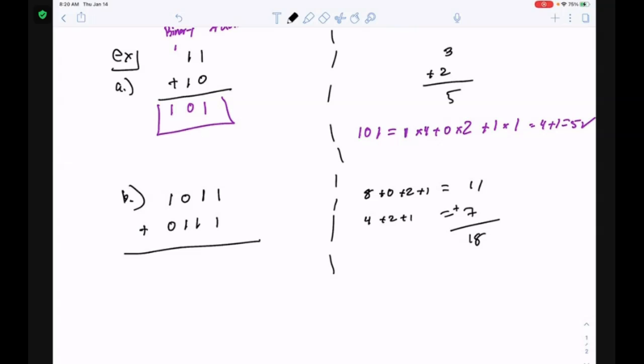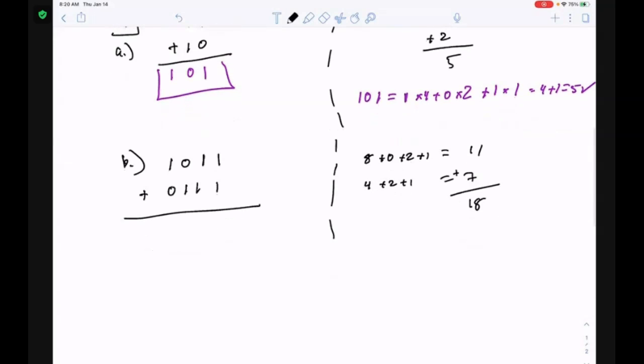0111 is the equivalent of 7. So let's add these numbers. The first one I get is 1 plus 1 on the far left, right here. Just like normal addition, start from the right. I get 1 plus 1. 1 plus 1 is?